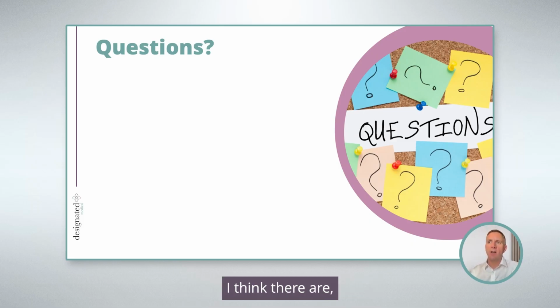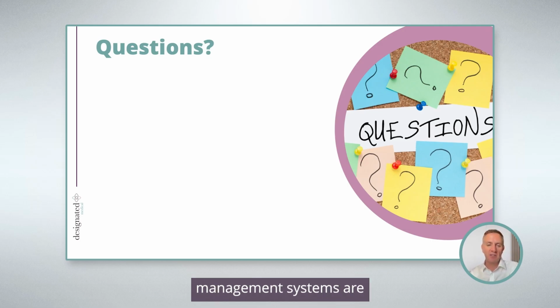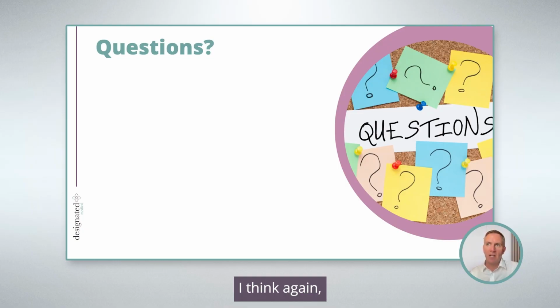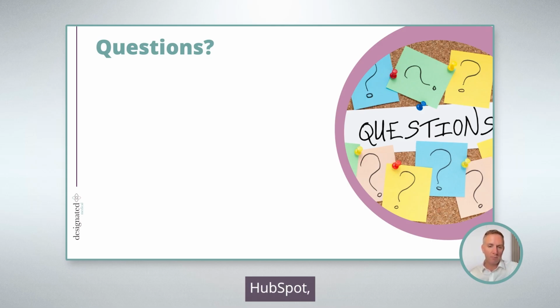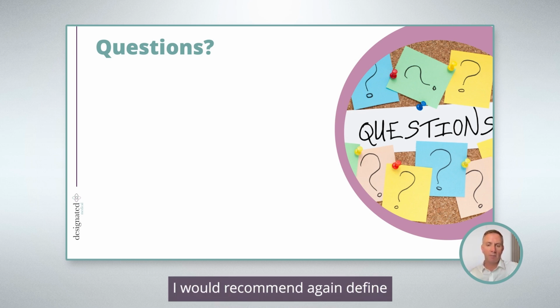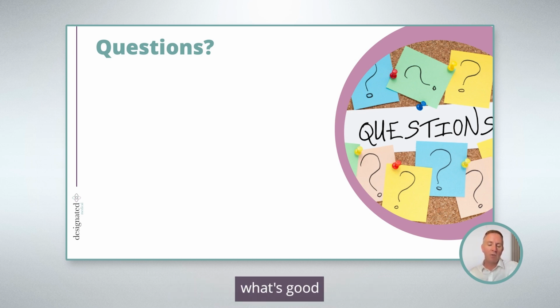Not dissimilar to the answer with the patient management systems, there are a number of good CRMs available on the market. Again, you need to assess the market and have a look at what's available. Typical names you'll see are things like Zoho, HubSpot, MailChimp, which are quite common. I would recommend that you define what you need from it. What's good about these systems, though they are closing the loophole a little bit, is they do have a free package. So when you're starting out, you can upload a certain number of contacts to them.